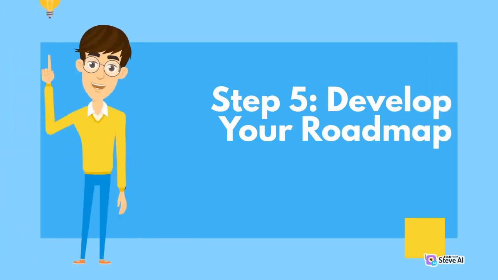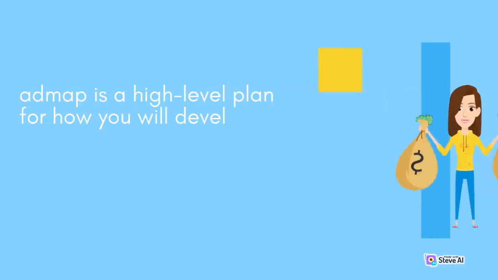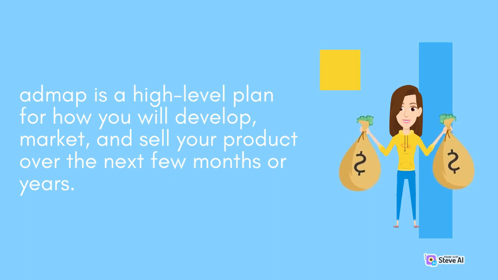Step 5. Develop your roadmap. Now that you have defined your objectives, identified your target market, developed your unique value proposition, and identified your key features, it's time to develop your product roadmap. A roadmap is a high-level plan for how you will develop, market, and sell your product over the next few months or years.